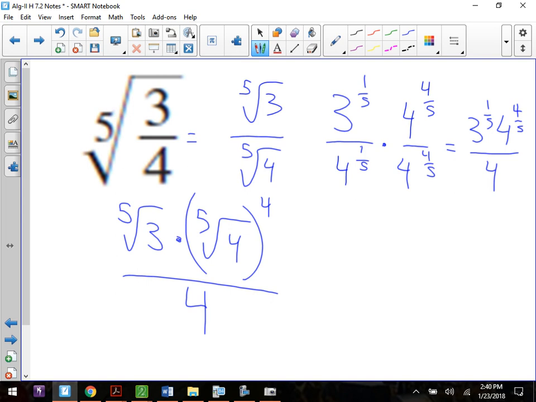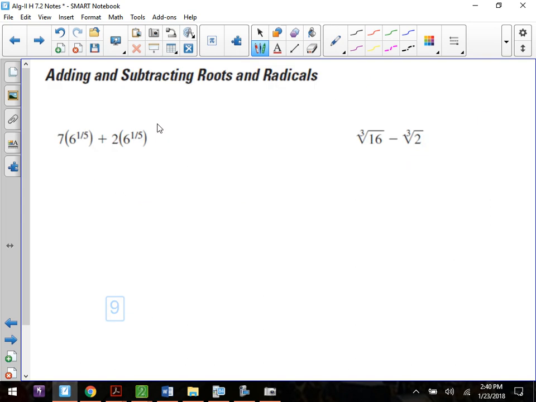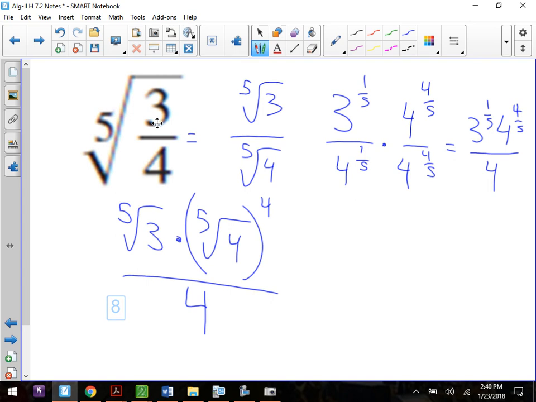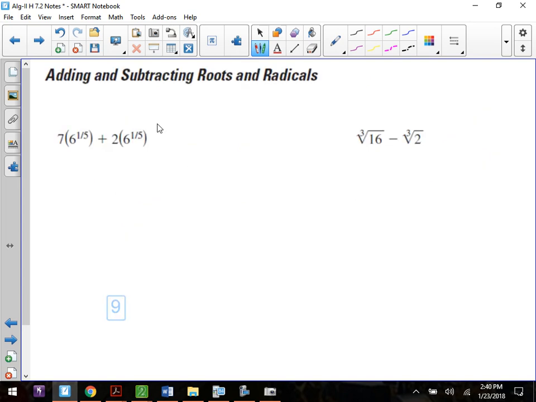All right, we'll get into the parts of the variables and the adding and subtracting. I don't think we have time to do that for tonight, but actually we do. I did assign a couple of those. What do you think 7 times 6 to the 1/5 plus 2 times 6 to the 1/5 is going to be? 9 times 6 to the 1/5.